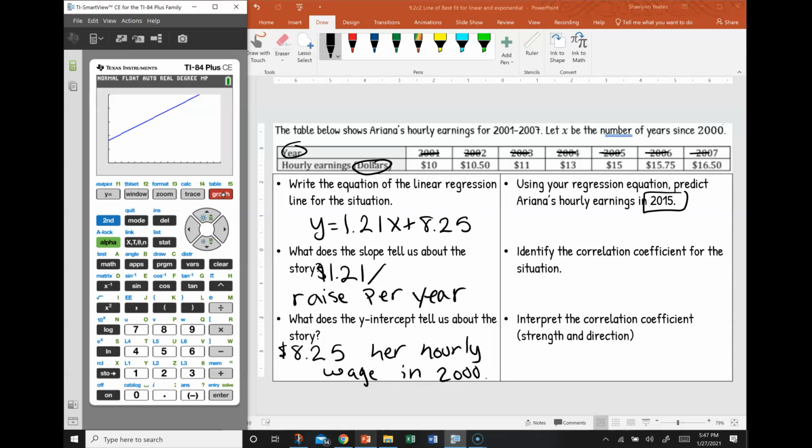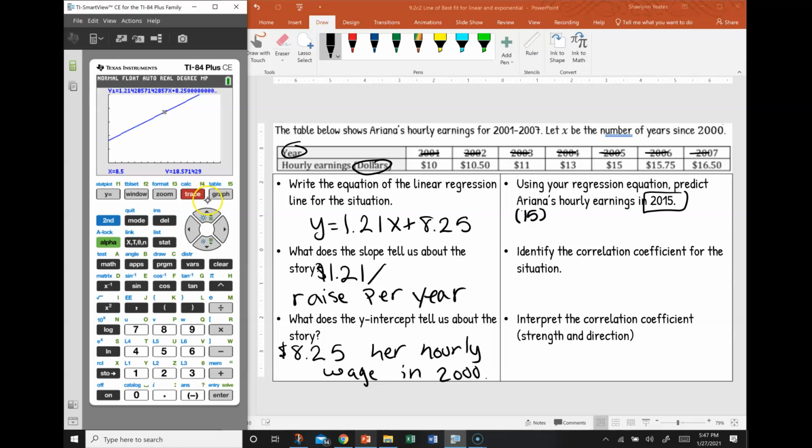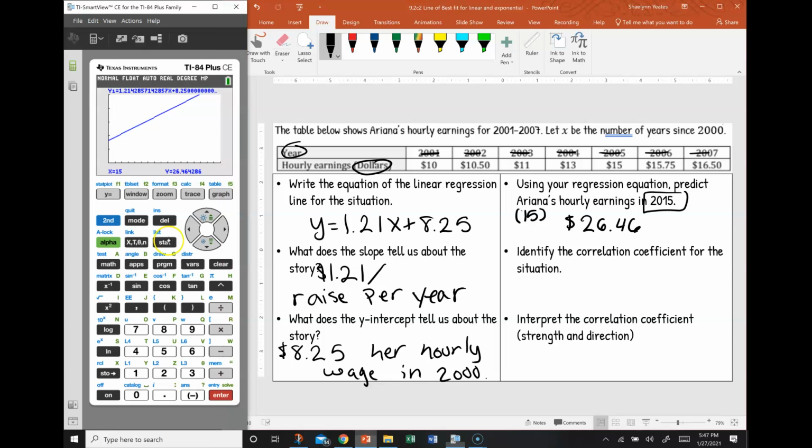And I want to know her hourly earnings in 2015. So this is plugging in 15 because it's 15 years after 2000. So I'm going to press trace, then 15, and I get $26.46. So her hourly wage would be $26.46.